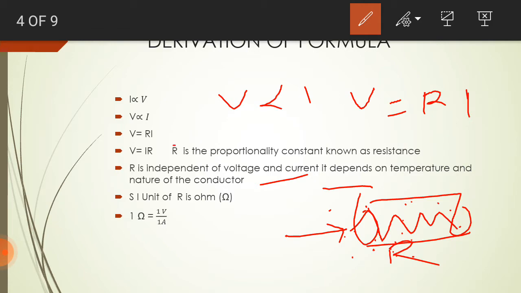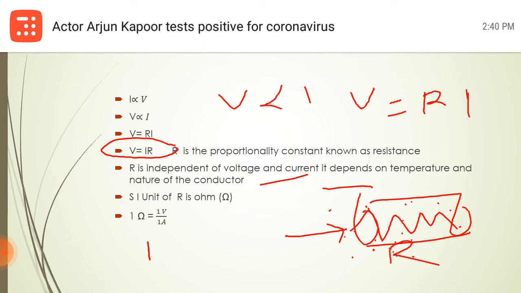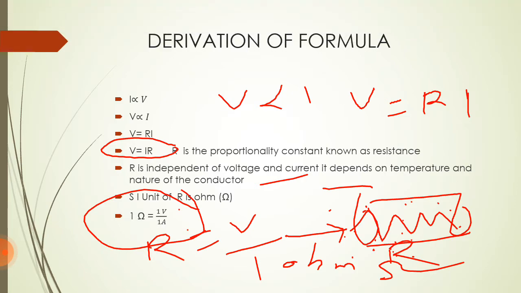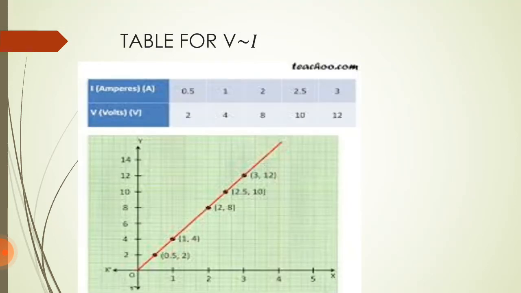According to this formula, we get V is equal to IR. If V is equal to IR, then R is equal to V by I. To respect George Simon Ohm, the unit of resistance is ohm, and its symbol is omega. The SI unit of resistance is ohm. So 1 ohm is equal to 1 volt by 1 ampere. The SI unit of resistance is ohm.